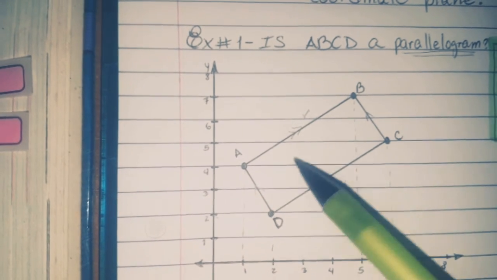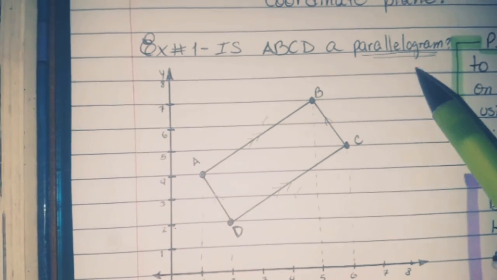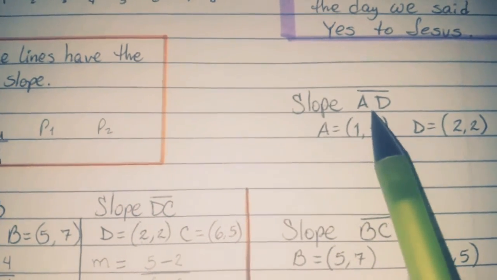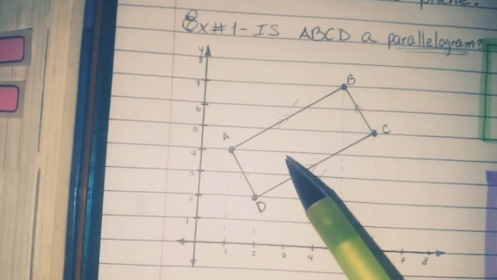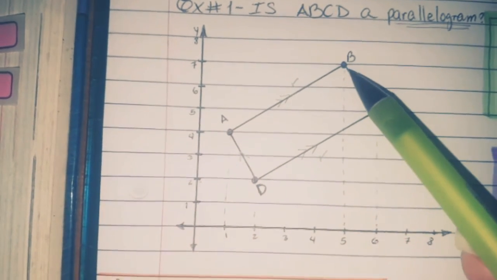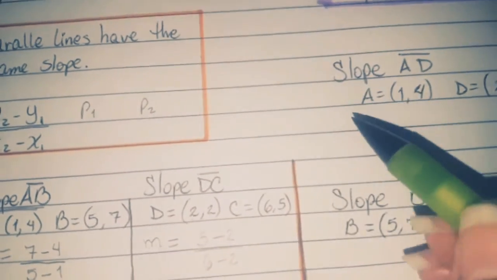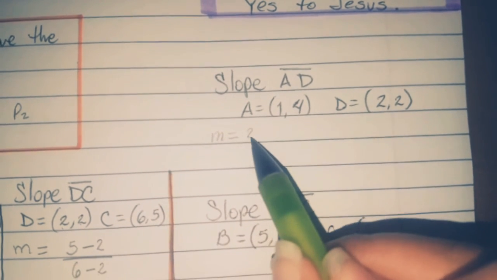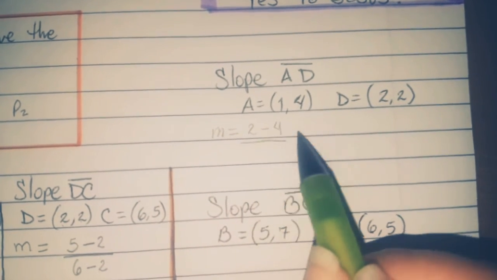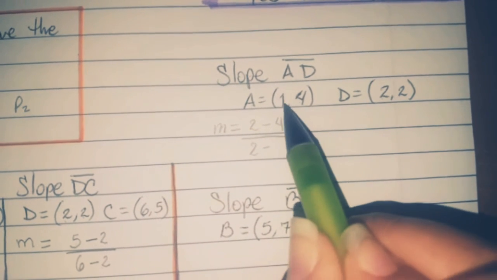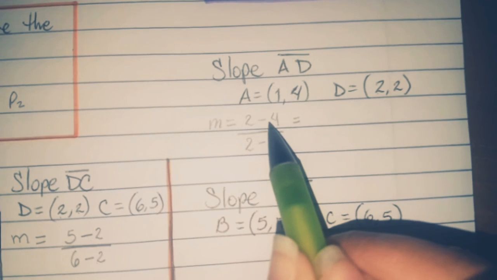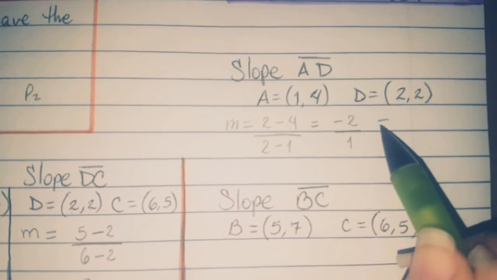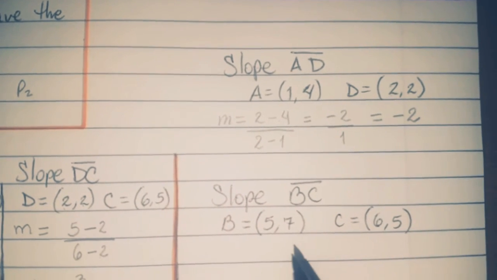Now we need to prove that these two segments are parallel in order for us to conclude that this is a parallelogram. Let's continue. We have segment AD and segment BC. Let's compare those now. Slope equals y2 minus y1 over x2 minus x1. 2 minus 4 is negative 2, over 2 minus 1, which is 1. If we simplify that, it's negative 2.